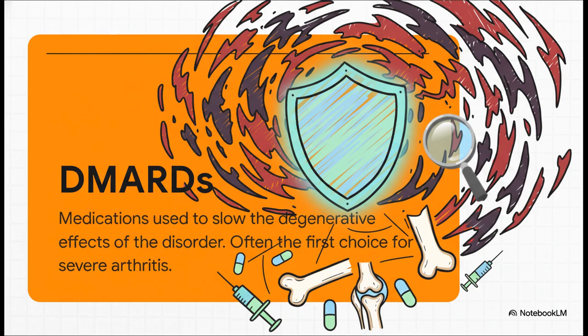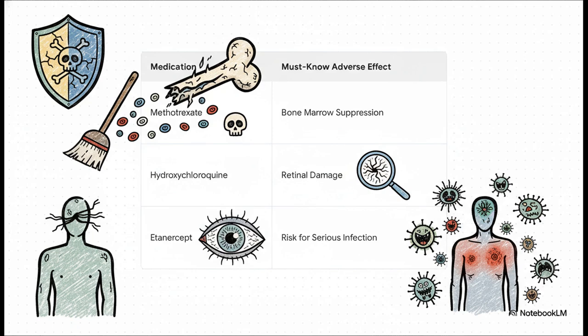By putting the brakes on that overactive immune response, they can halt that destructive pannus, save the joint, and honestly, change a patient's entire quality of life. They are true game changers. But here's the catch. There's always a trade-off. When you suppress the immune system, you're leaving the patient vulnerable.